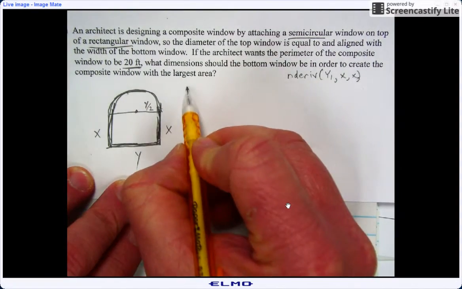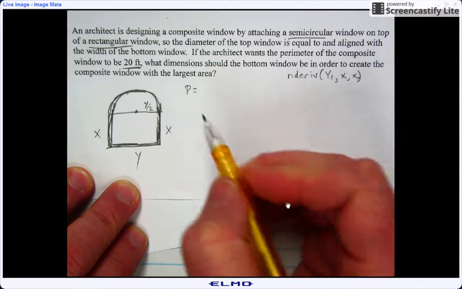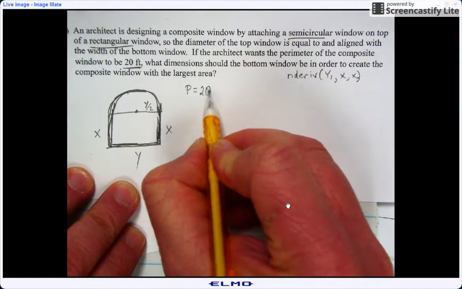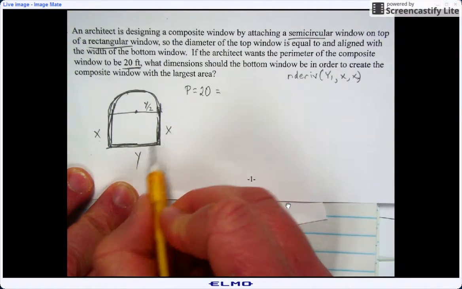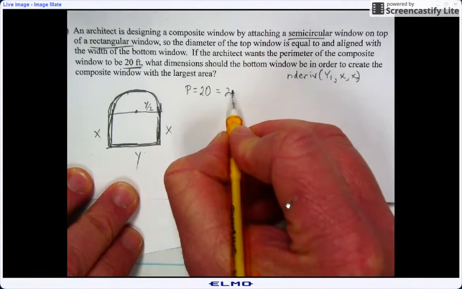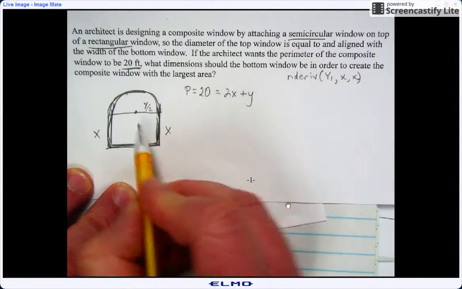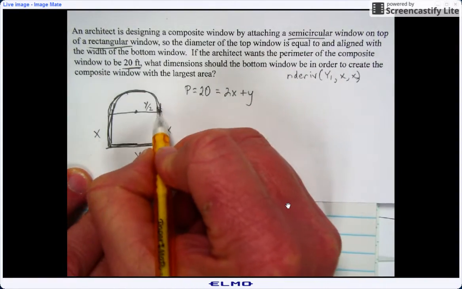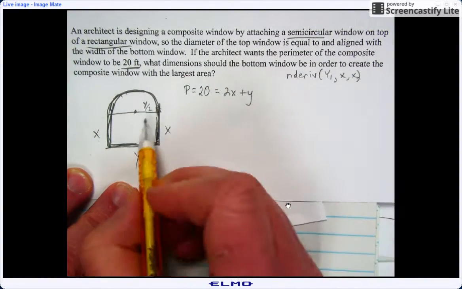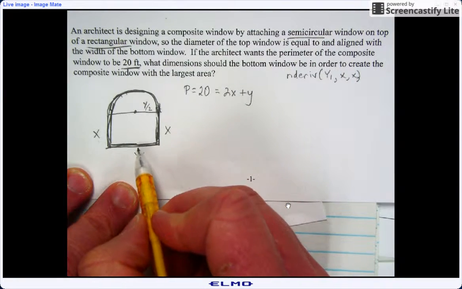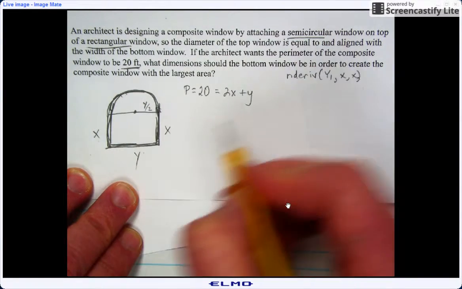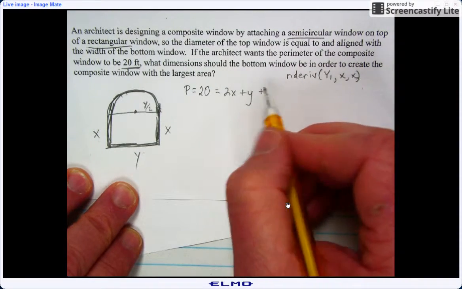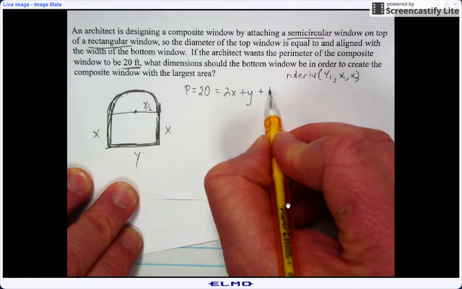Okay, so let's talk about perimeter first because that's the quantity that is fixed. So 20. And the perimeter would be x plus y, so 2x plus y. You don't need this part right here. Okay, and then we have half of a circle. Well, the circle is pi times diameter. The diameter is y. So we have half of that, so a half pi y.